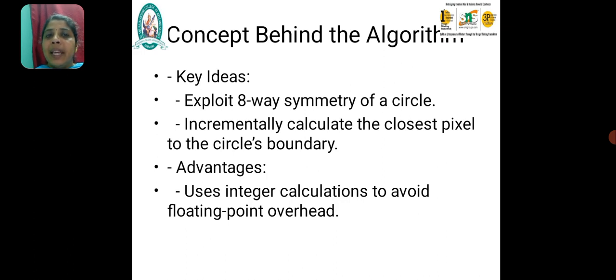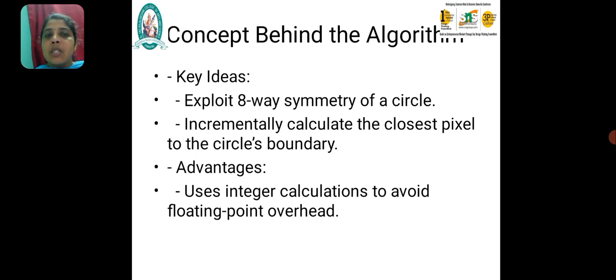Next, there are different concepts behind the algorithm. It exploits 8-way symmetry of circles, so it gives 8 different ways to draw a circle. It incrementally calculates the closest pixel to the circle's boundary. Let us see some examples for drawing images, a globe and so on. We have to mark some midpoints, and then only can we get exact edges. So we draw a circle boundary for drawing the circles.